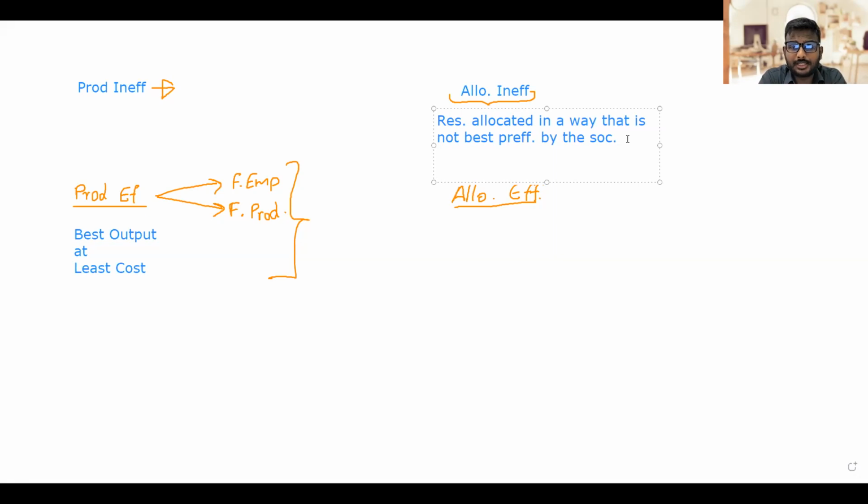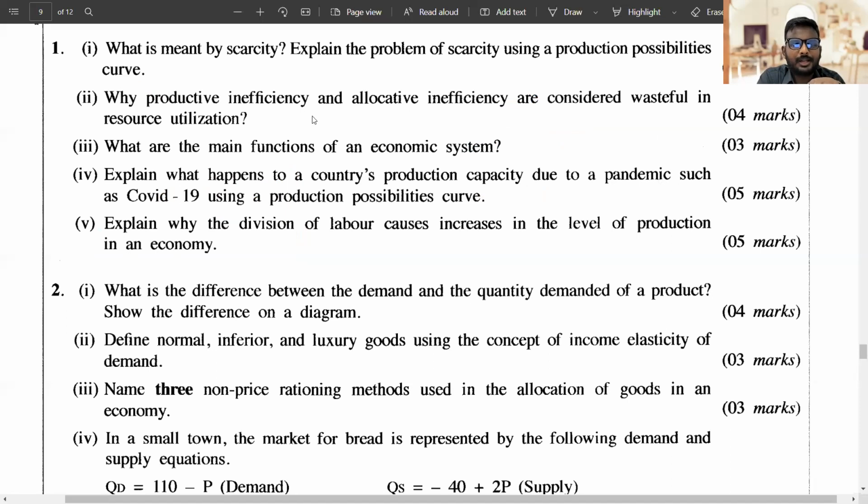So if you get this question, can you answer it? Here they have asked it as productive inefficiency and allocative inefficiency. Maybe in your A level, they might ask you productive efficiency and allocative efficiency, how they result in resources not being wasted, right? Maybe they can just switch it to the opposite and ask you the question. So here, why are productive inefficiency and allocative inefficiency considered wasteful in resource utilization?